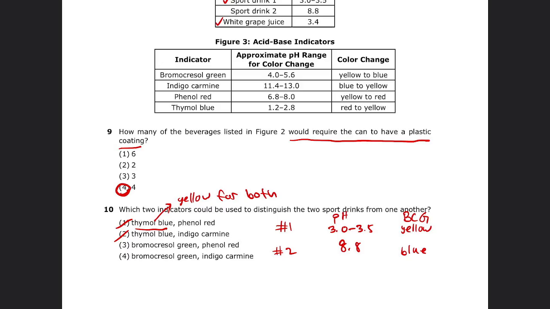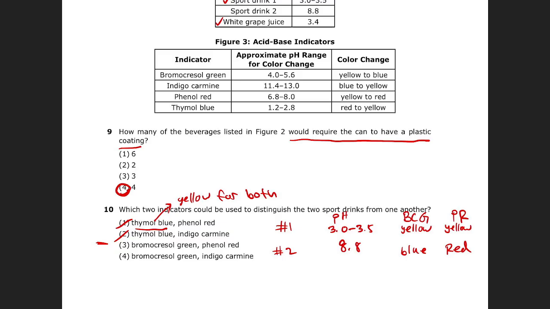So I'm going to look at phenol red. I'll add on to this table. So phenol red, below 6.8, it's going to be yellow. So number 1 would be yellow. And then above 8.0, it's going to be red. Well, sports drink number 2 is 8.8, so that would be red. So I'm really liking answer choice number 3.